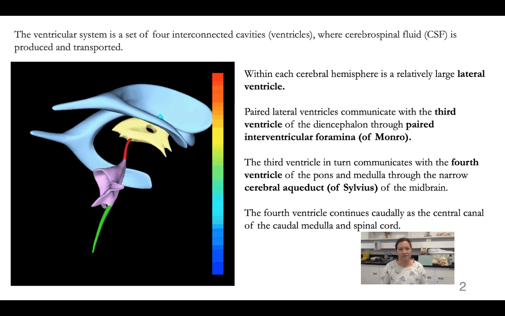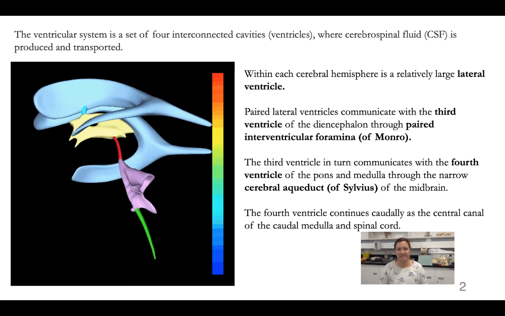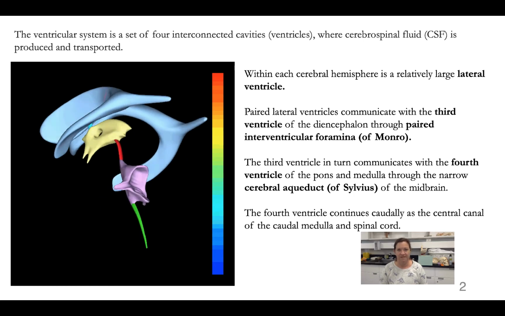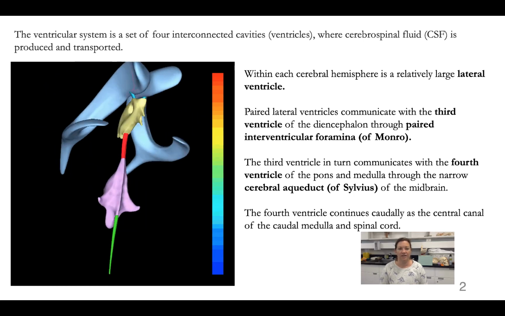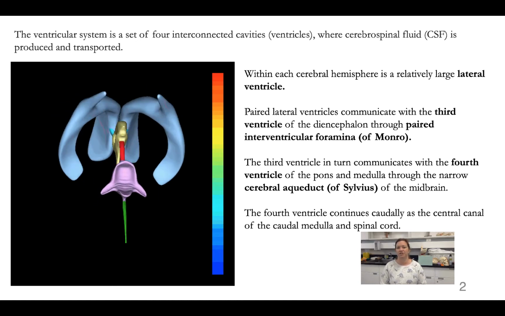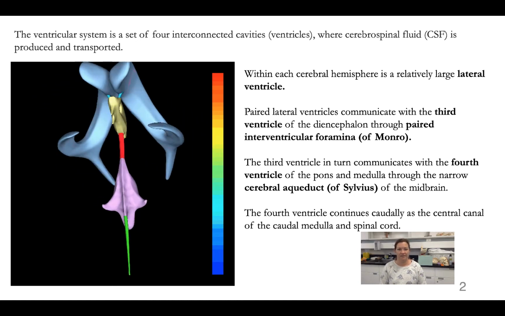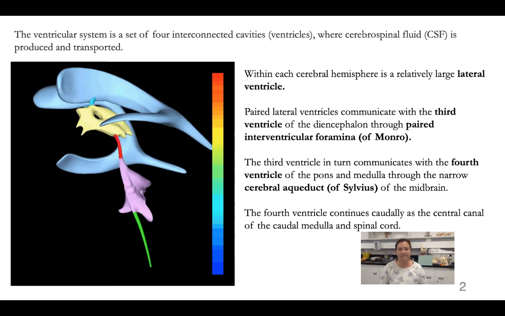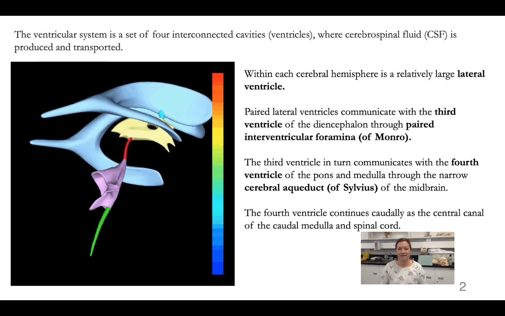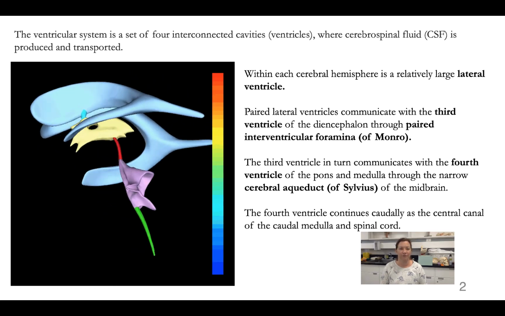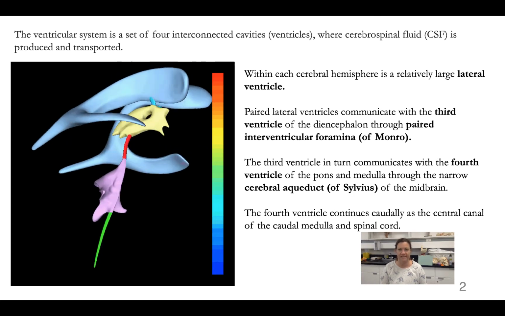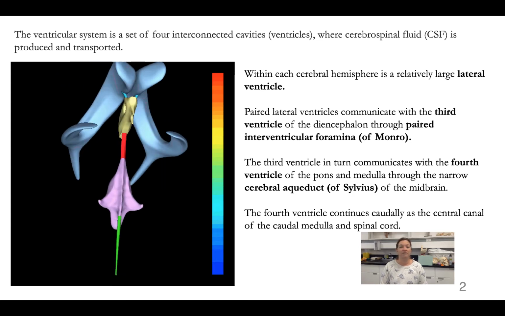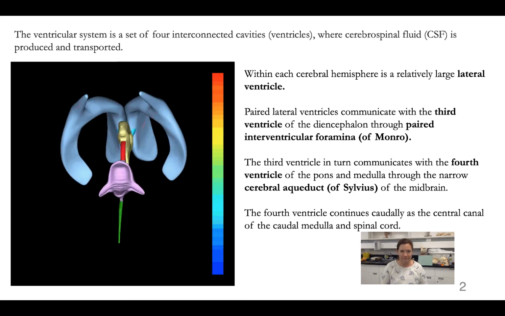So we know that the ventricular system is a set of 4 interconnected ventricles, and they contain and produce the cerebrospinal fluid. Within each cerebral hemisphere is a large lateral ventricle. These ventricles communicate with the midline third ventricle of the diencephalon via an interventricular foramen. And there are 2 of them, so it is the interventricular foramina. The eponym for that is the foramen of Monro, so those terms are interchangeable.